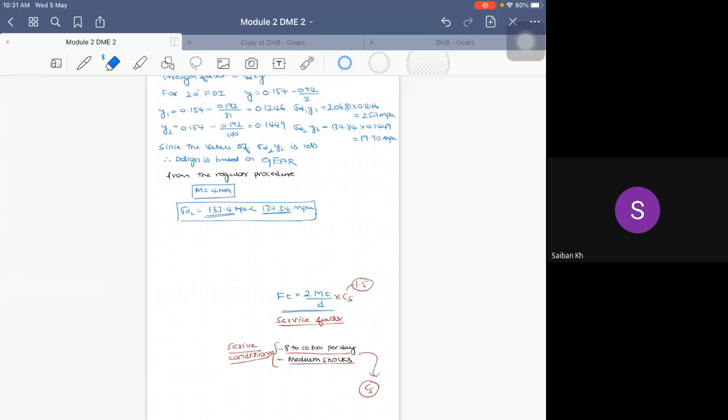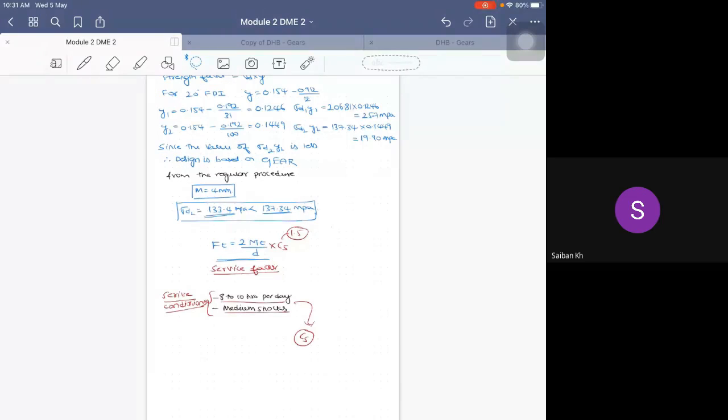What is that, Dhanush? So we have to consider, what was the table number? 12.8, right? I will just write here. So 12.8 slash 235. So after considering the service factor, what is the sigma D2 value you will get?